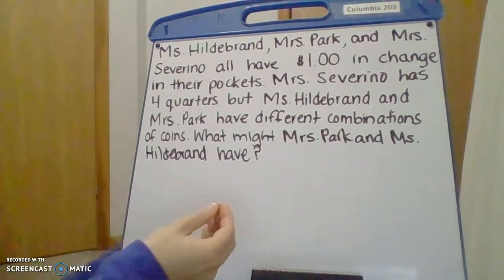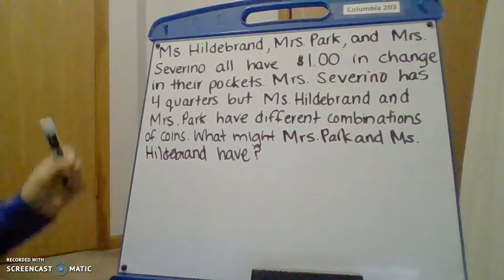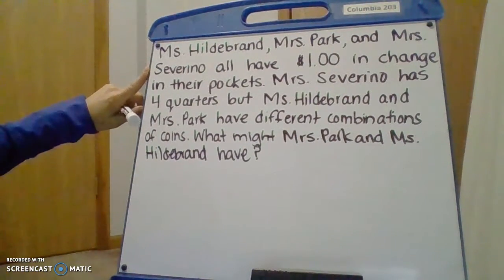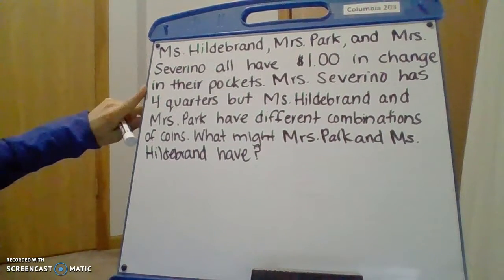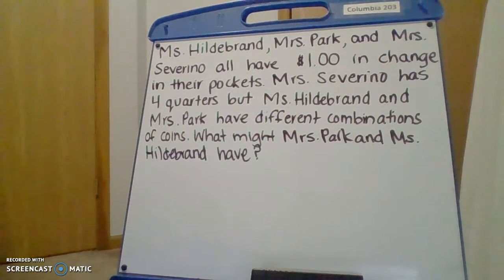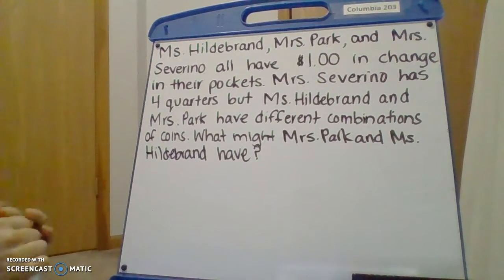So if you look on the board, I have a little word problem for us to solve. It says Miss Hildebrand, Mrs. Park, and Mrs. Severino all have $1 in change in their pocket. Mrs. Severino has 4 quarters, but Miss Hildebrand and Mrs. Park have different combinations of coins. What might Mrs. Park and Miss Hildebrand have? This is kind of similar to what we did yesterday.